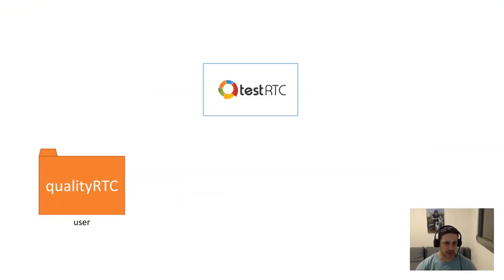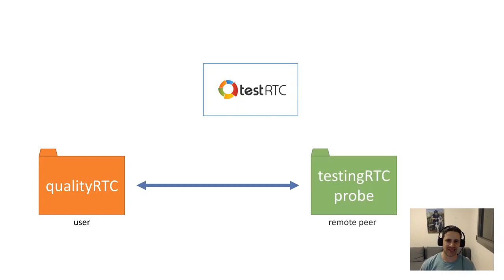So we've got qualityRTC. This is what the user sees in his browser. It is connected to testRTC. What we do is allocate a machine in the cloud. We've got that capability in our testRTC products, the main testing product that we've started with at testRTC. So allocate a probe dynamically for this specific user for this specific run. This is the remote peer that we connect and conduct a media session with.